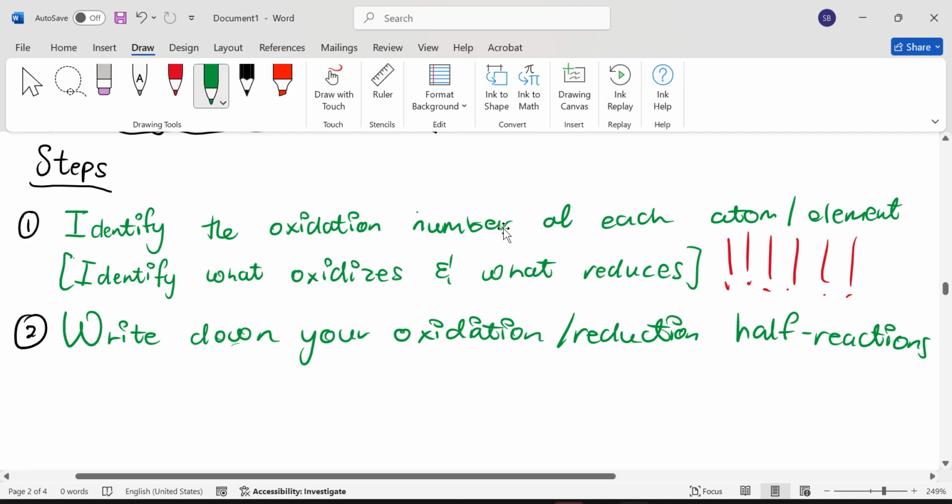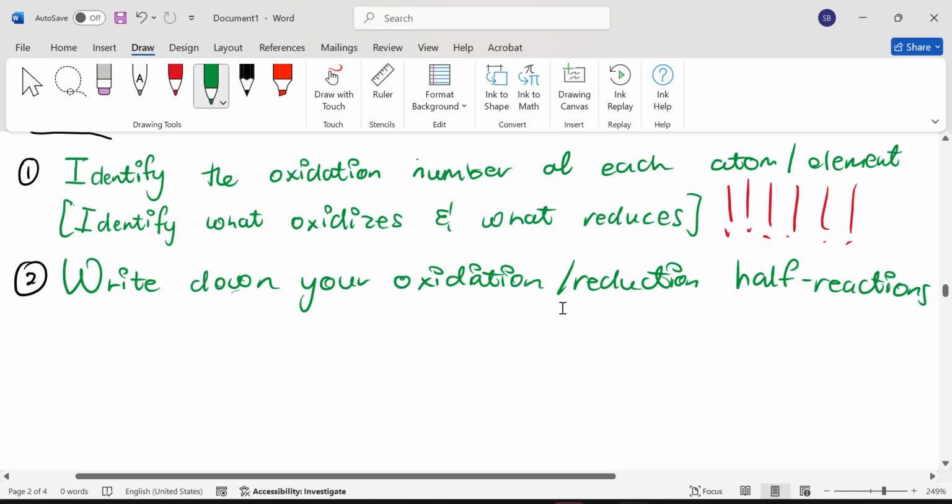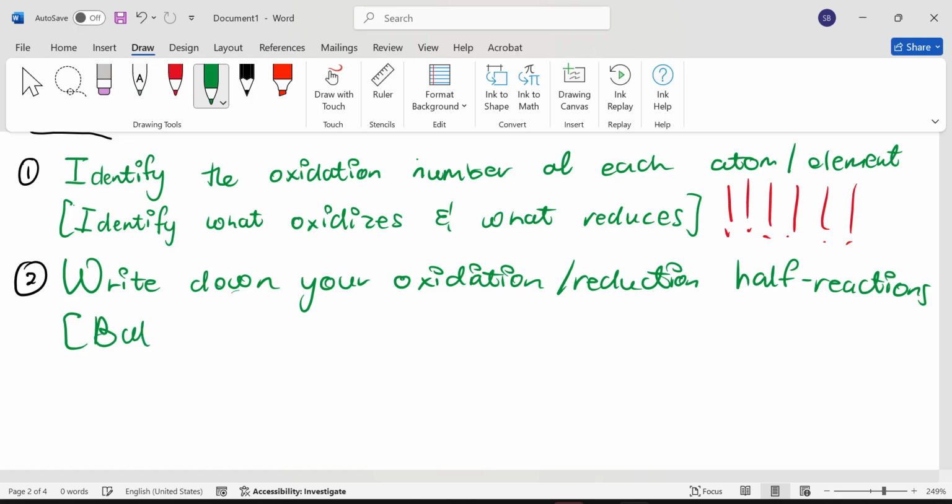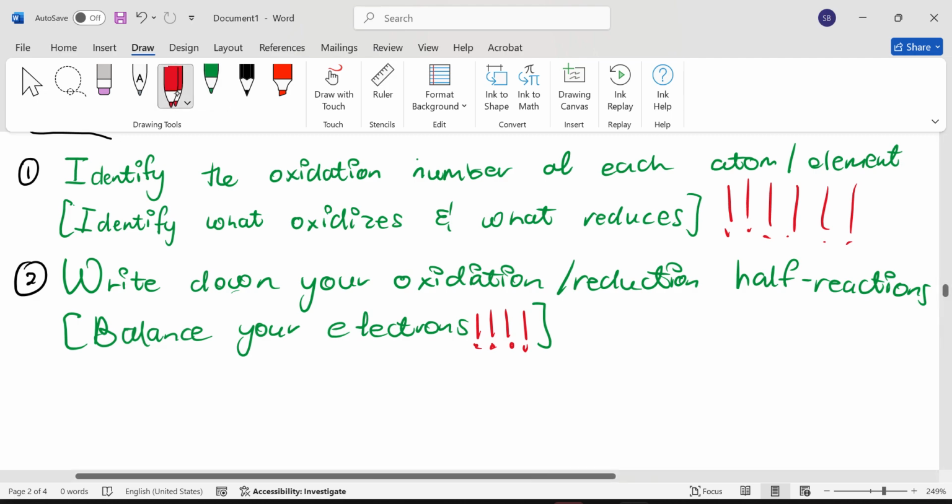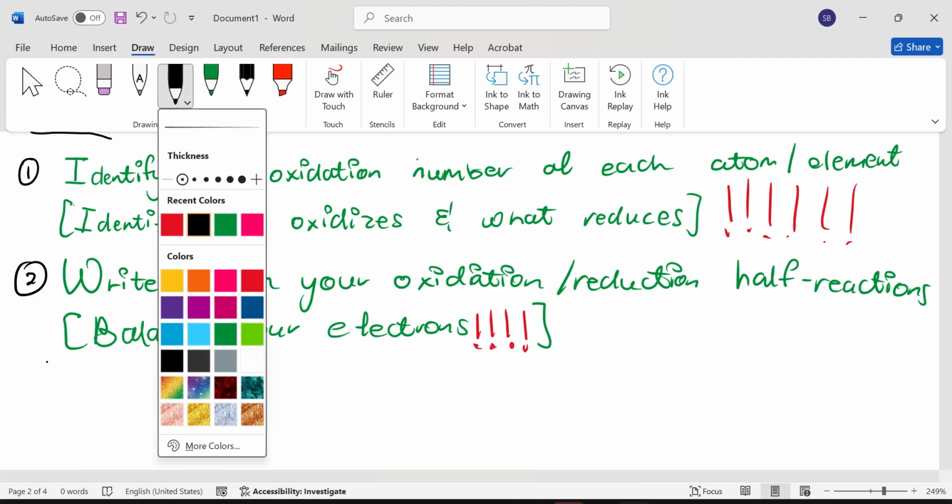I'm going to get to what that is exactly, but just keep this in mind. You need to write down, and with that, make sure that you balance your electrons. That is very important. Balance your electrons. Very important. Again, in red. Very, very important. Balance your electrons. Fundamental point. And then back to my black.